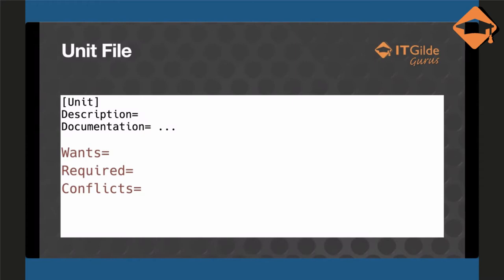A very nice example of the conflicts is the one in the rescue target. It conflicts with many, many other targets, meaning they will be shut down, so the rescue target is pretty minimal in number of processes. You can always specify multiple units with all these directives using a space-separated list.